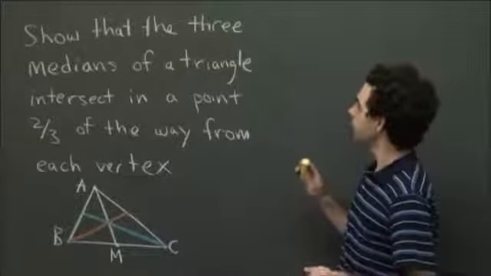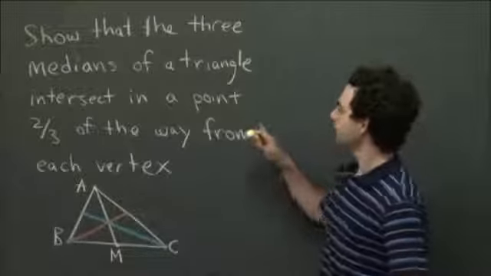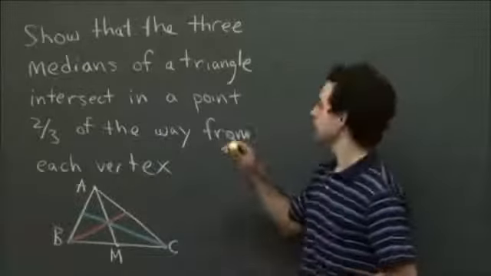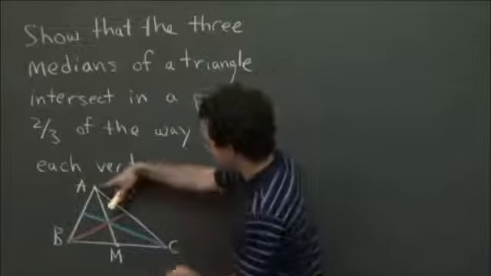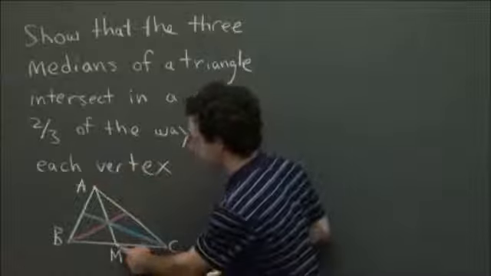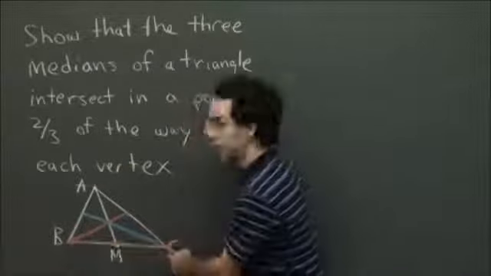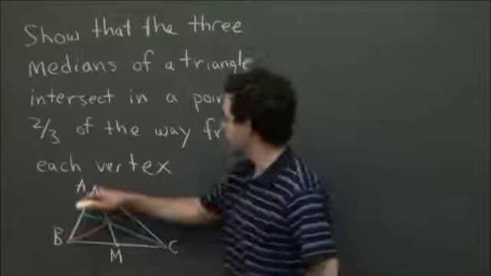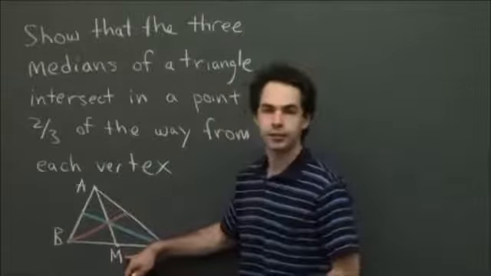What I'd like you to do is show that the three medians of a triangle intersect at a point, and the point is 2/3 of the way from each vertex. So let me just remind you of some terminology. In a triangle, a median is the segment that connects one vertex to the midpoint of the opposite side. Here, this point M is exactly halfway between B and C. So every triangle has three medians, one from each vertex connected to the midpoint of the opposite side.